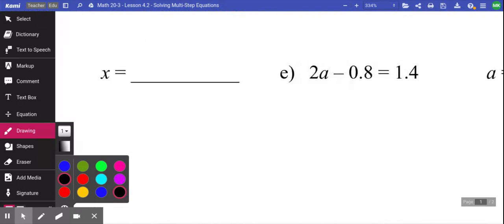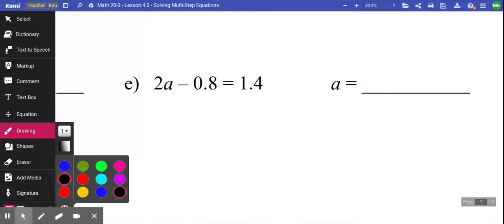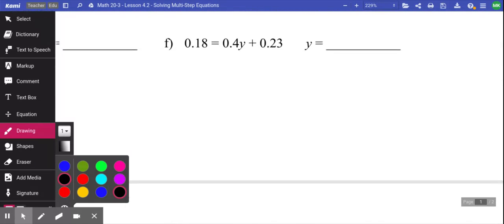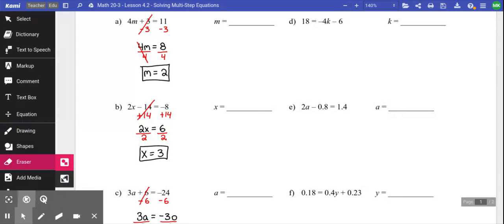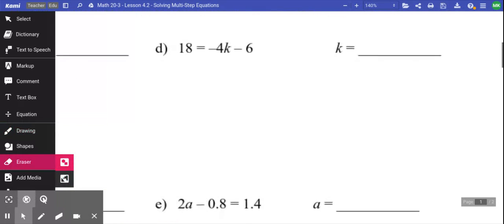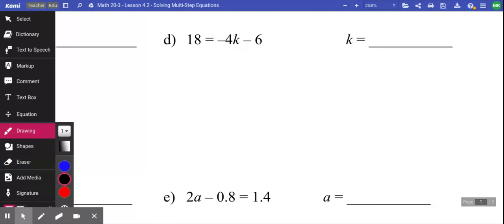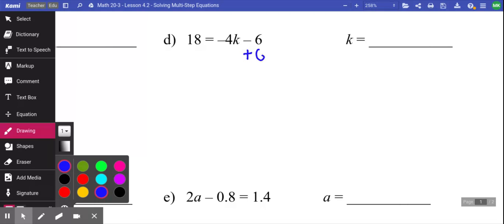If we go up here to D. Actually, you try D, E, and F on your own. If you look at that D, the first thing you have to move is that 6 over, right? So you add 6 to both sides, which gives you 24 equals negative 4k.